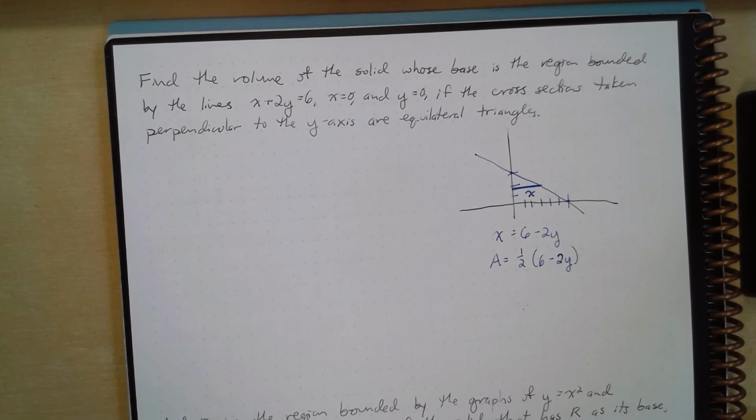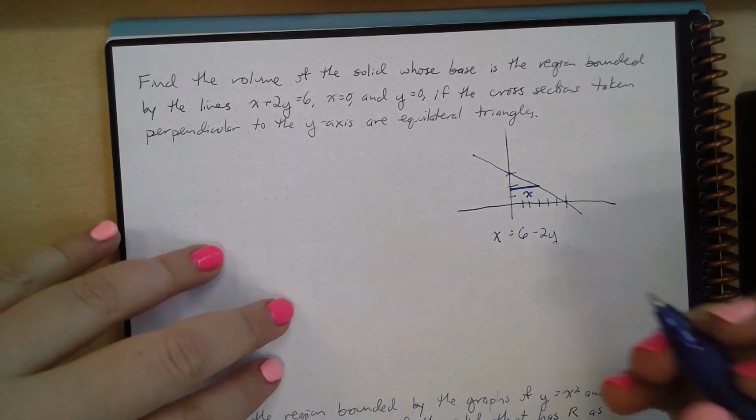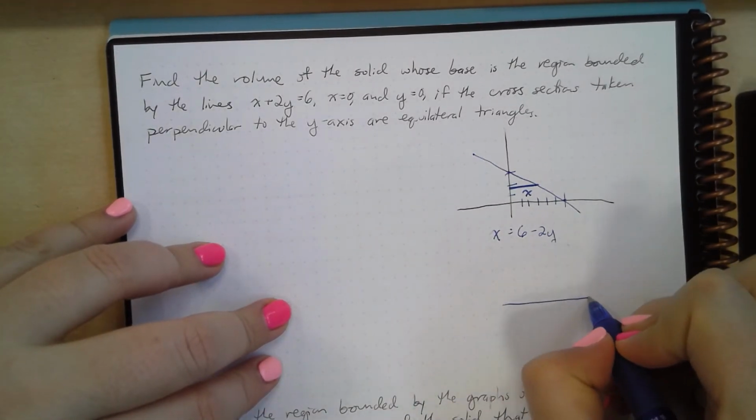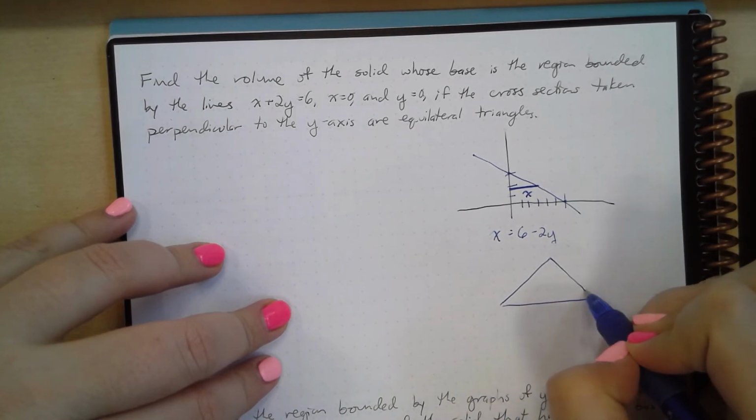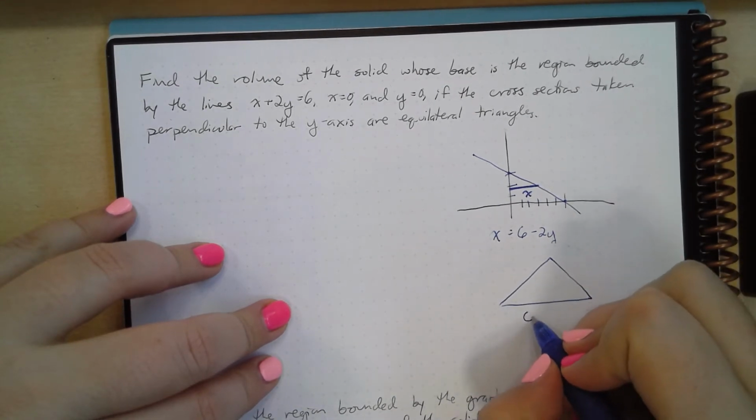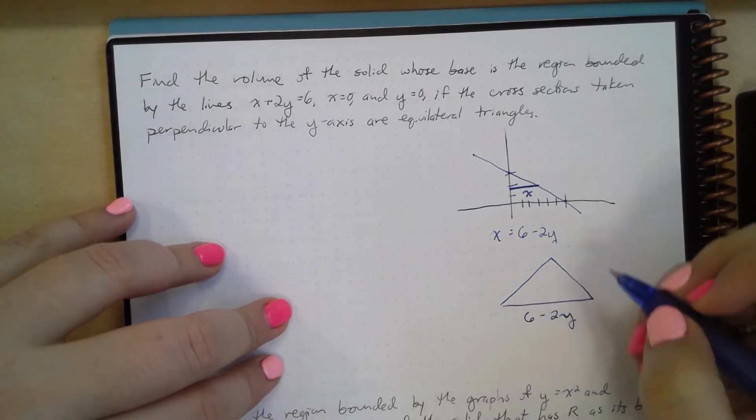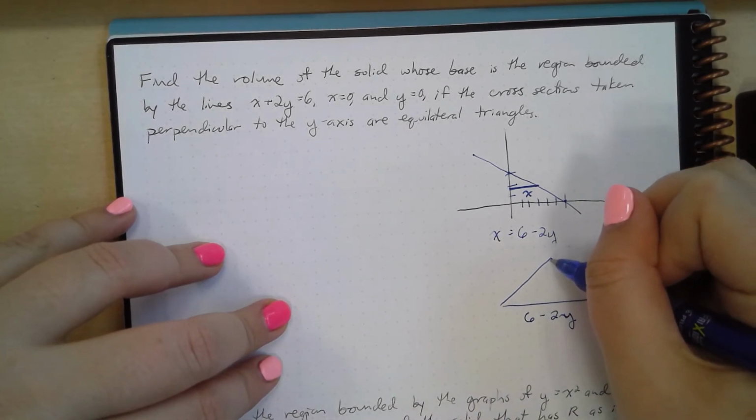Oh, sorry, I misspoke there. I want to draw this. I want to draw our equilateral triangle here. Here's our equilateral triangle. This base is 6 minus 2y, right? So we want to find the area.